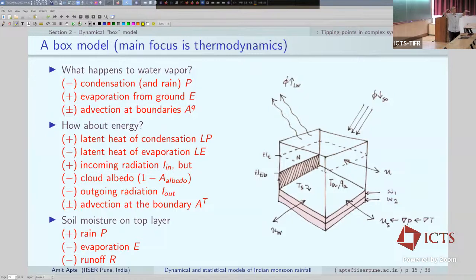So clouds reflect the radiation. So the more clouds, you would expect more rain, but then if they reflect more radiation, you expect less evaporation. So that's a negative feedback, and it's not clear what happens with that. But that cloud albedo feedback is very important to capture. And the clouds also modulate the outgoing radiation as well.